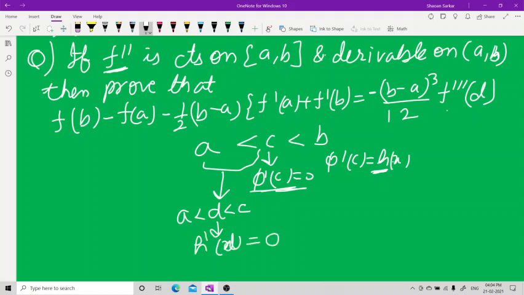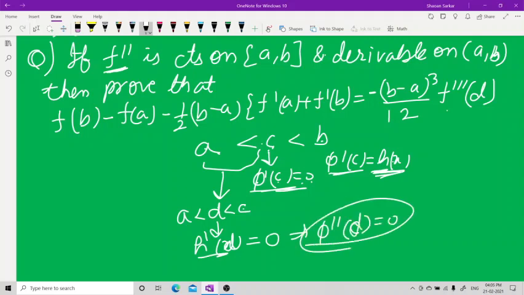Try to understand. There is a point A B given. There is a point C. Phi dash C will be 0 there. I consider that phi dash C as H x. Now between A and C there is a D, where H dash x, basically this is nothing but phi double dash D, is 0.